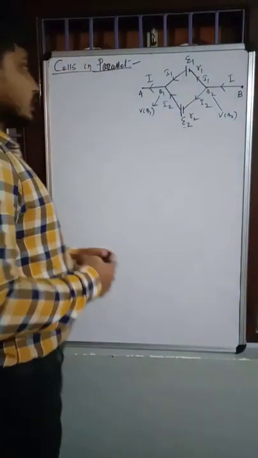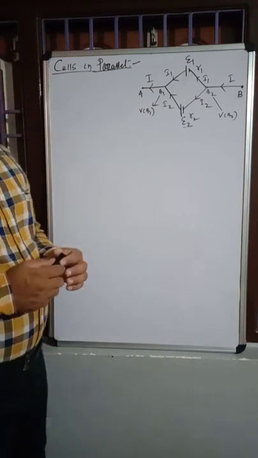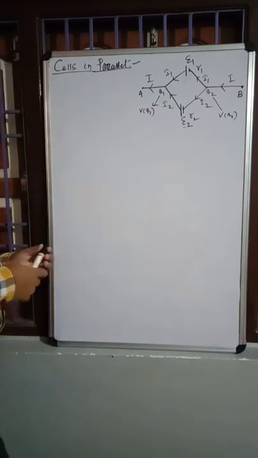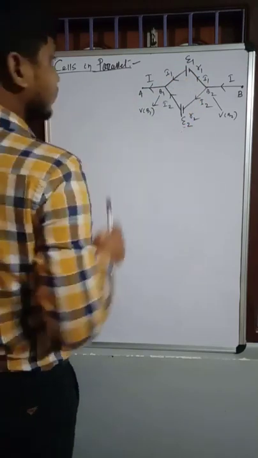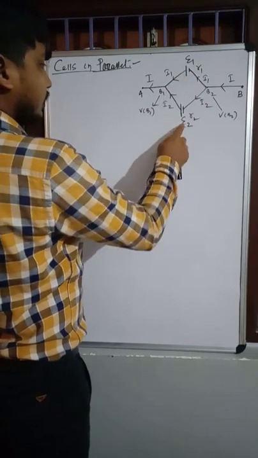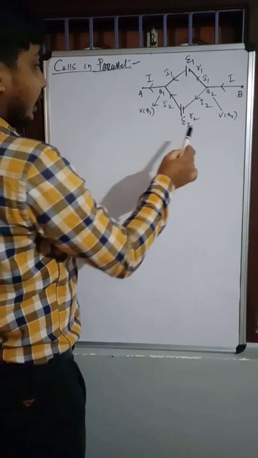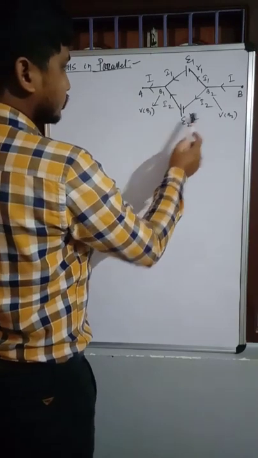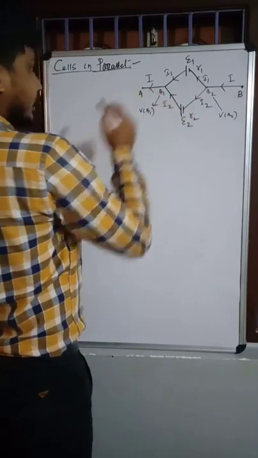So students, in this video we will be discussing the parallel connection of cells. Here I have considered two cells joined parallel to each other. One cell has EMF E1 and the other has EMF E2. One has internal resistance R1 and the other has internal resistance R2. They are joined across the points B and A.